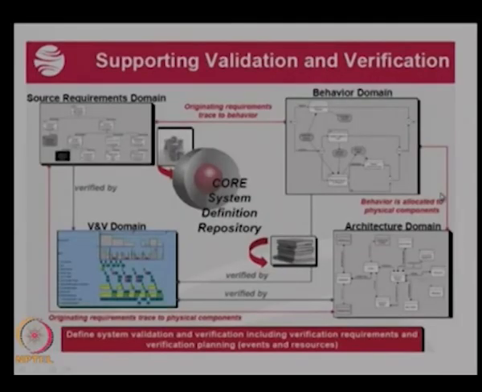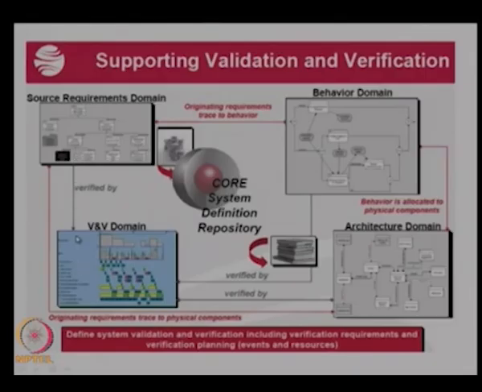The other one, the last one, is the validation and verification. We have this behavior domain and then the architecture domain. Once we have the components, then we need to validate and verify the components selected for providing this function. Again, this has to be verified against the system requirements.